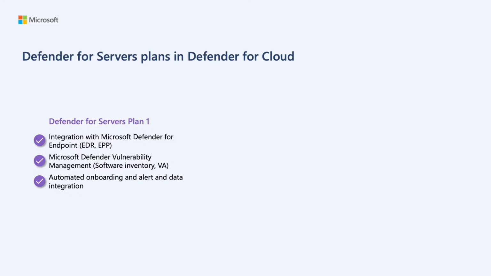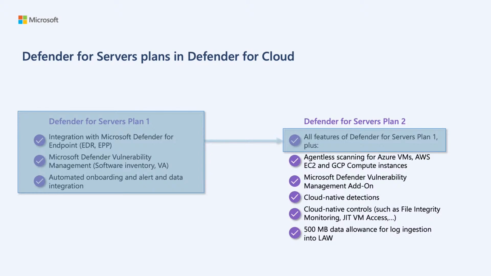Then we have Plan 2, and Plan 2 mainly has all the capabilities that Plan 1 offers, but additional capabilities. Plan 2 is what we always had as a server protection plan in Defender for Cloud. Even before that, when it was Azure Security Center, Defender for Servers Plan 2 was what used to be called Defender for Servers. Now, in addition to the integration with Microsoft Defender for Endpoint as an agent, about 1.5 years back, we also started to offer an agentless platform.